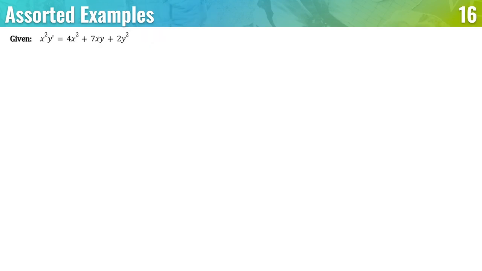So for this example, we have x squared y prime is equal to 4x squared plus 7xy plus 2y squared. So we start with the y prime. We make it into dy and then dx for the other side. And then this will be in parentheses now. So first, looking at it, it's difficult to do variable separable because of this one. So it's not something that can easily be factored. So let's try doing the AC method on it.